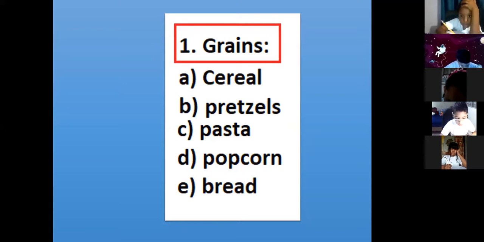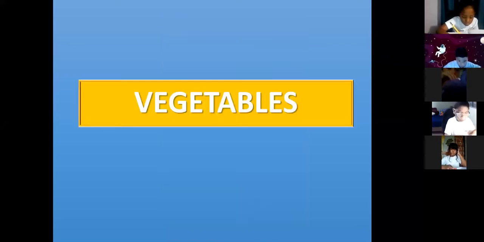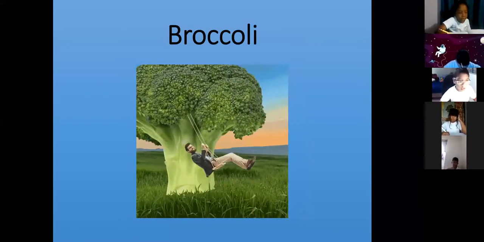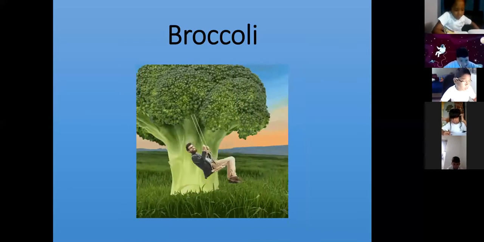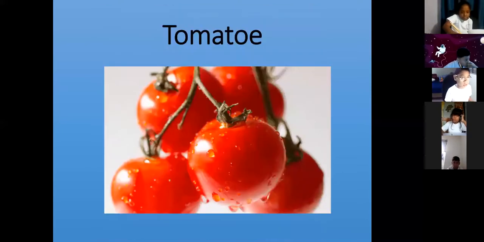Okay, guys. So let's continue. Remember, I told you we have grains: cereals, pretzel, pasta, popcorn, and bread. Okay, and now we're going to learn about vegetables. Vegetable, we have broccoli. Uy, I don't like broccoli. If you like broccoli, it's good for you, but I don't like it.